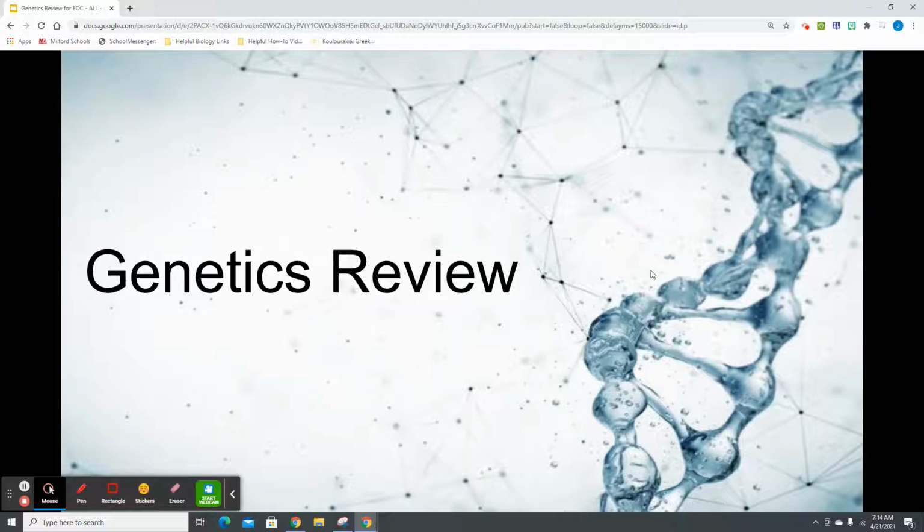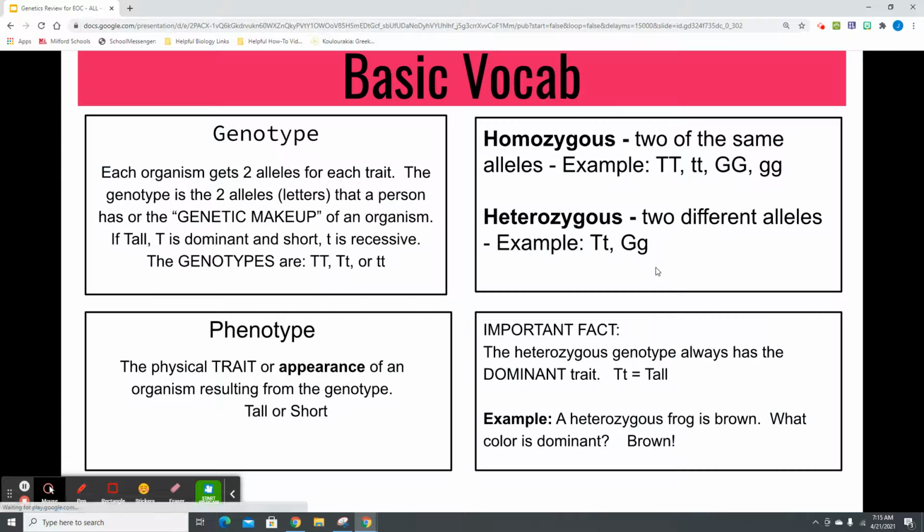Hi guys, this is just a quick review of genetics. So you should remember some of the basic vocabulary: genotype, or your two alleles for your trait, your genetic makeup; phenotype, which is the trait that you have because of your genotype. So your genotype determines your phenotype.